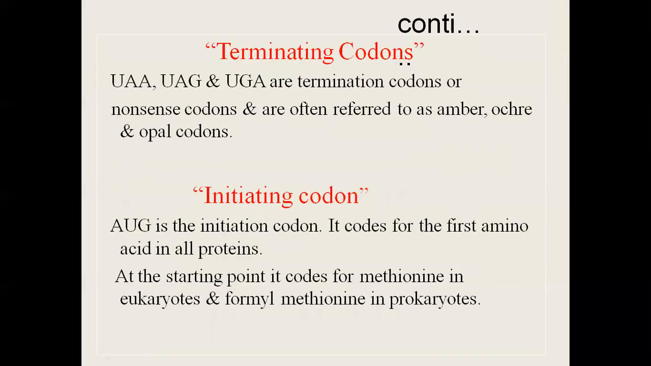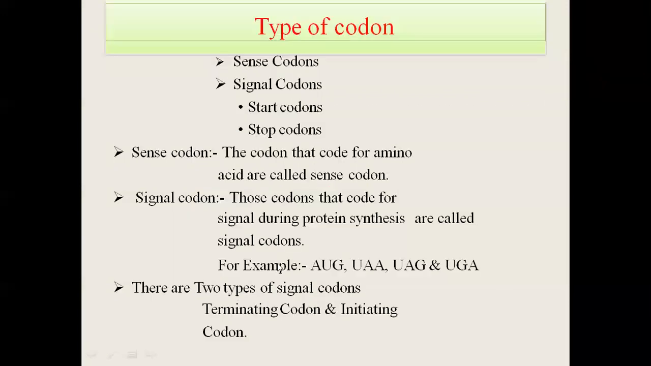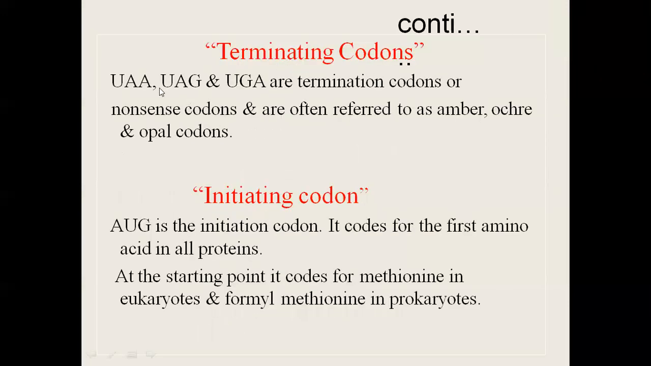So now the termination codon. Termination codon is already discussed here. The signal codon is the termination codon. The termination codons UAA, UAG, UGA are the termination codons or nonsense codons, often referred to as amber, ochre, and opal codons. Okay, these codon names are amber, ochre, and opal.